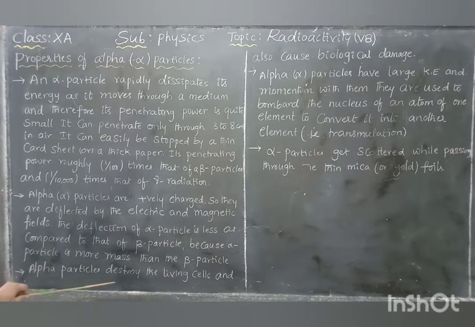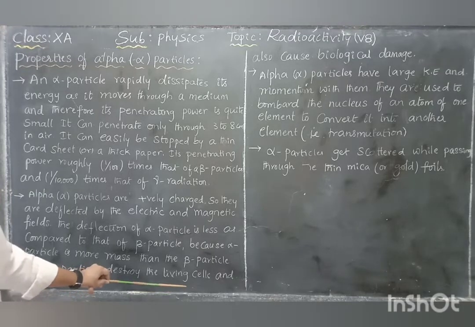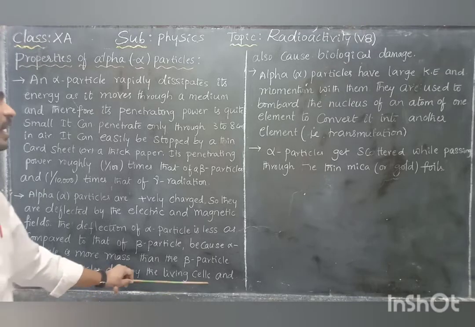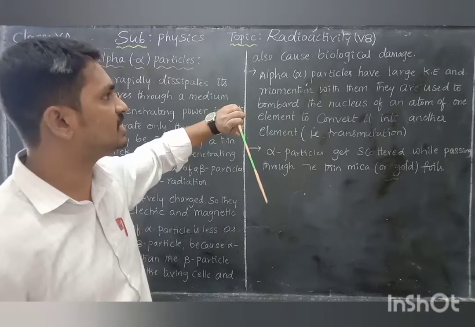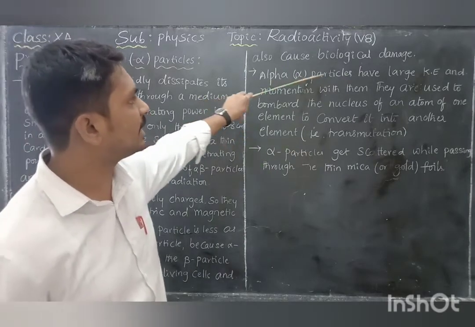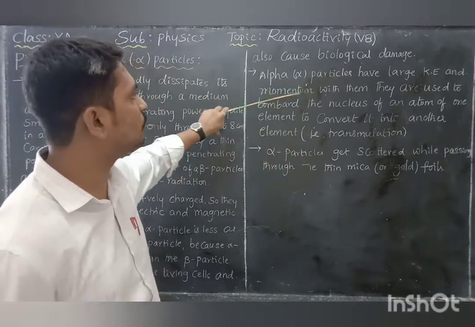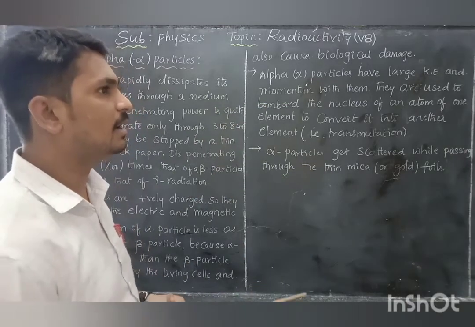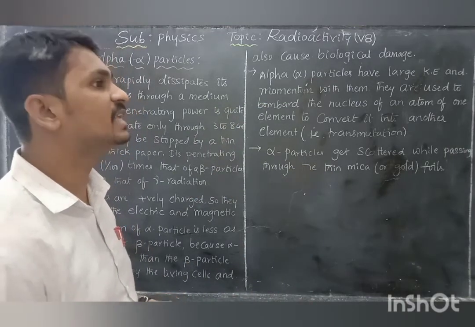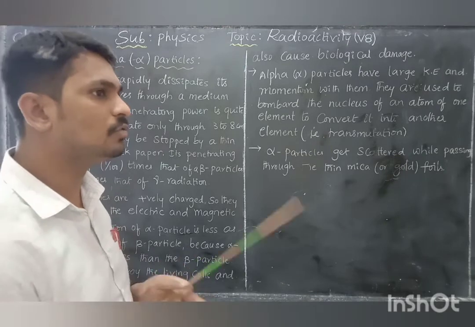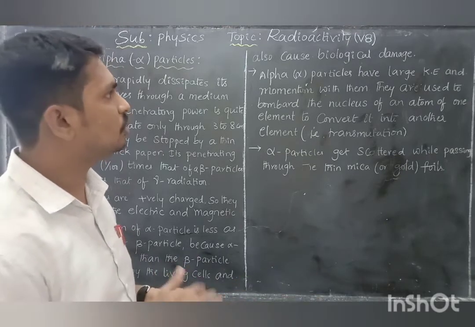Whenever alpha particles fall on anything living, a human body or any animal body, some living cells will be spoiled or destroyed, and it causes some biological damage also. Next, alpha particles have large kinetic energy and momentum. Momentum and kinetic energy are more because both depend upon the mass.